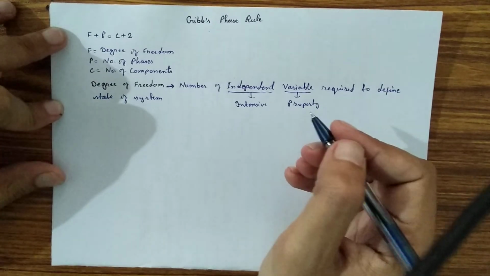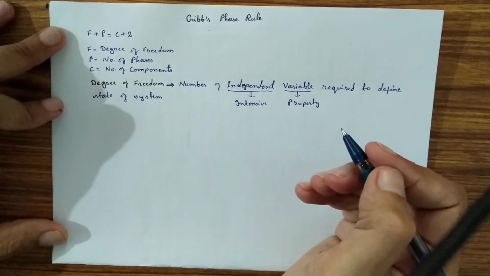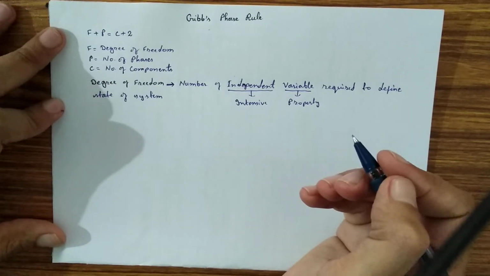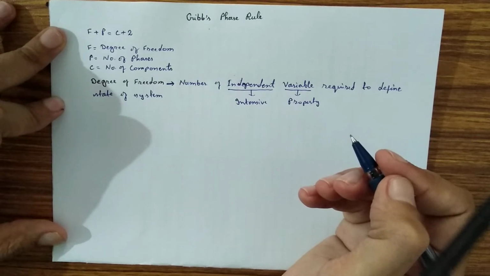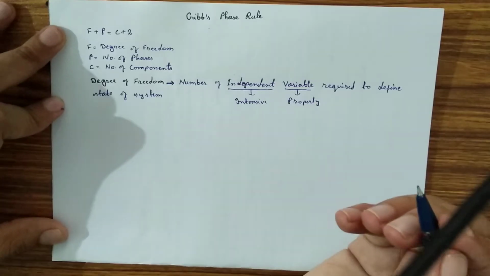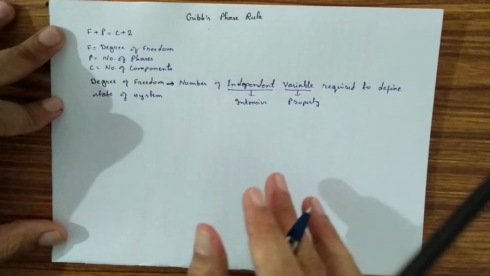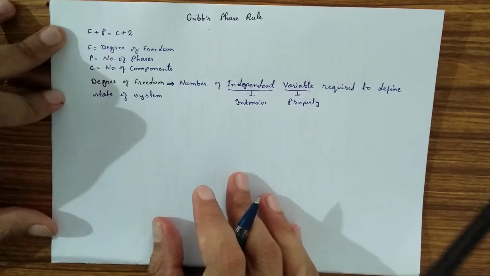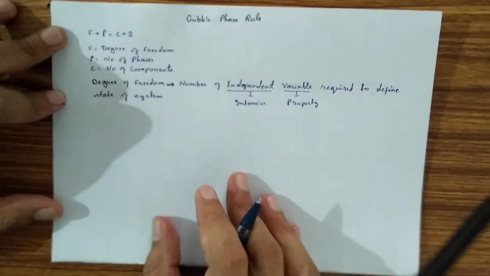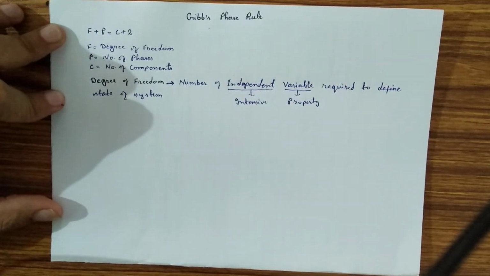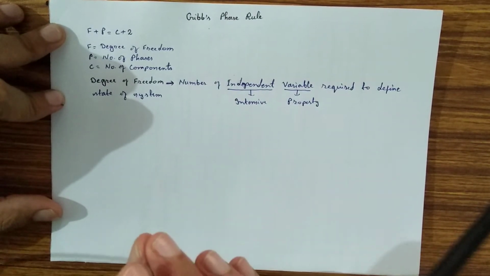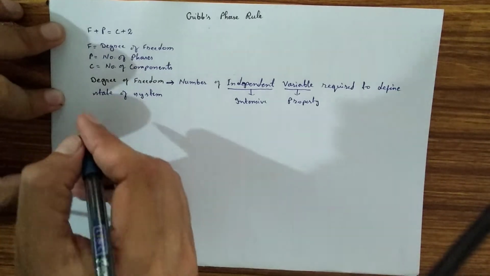So degree of freedom is the number of independent variables required to define the state of a system, or we can say it is the number of intensive properties required to define the state of the system. State of the system means condition of the system. To define the condition of the system, what is the number of independent variables required? That is called degree of freedom.